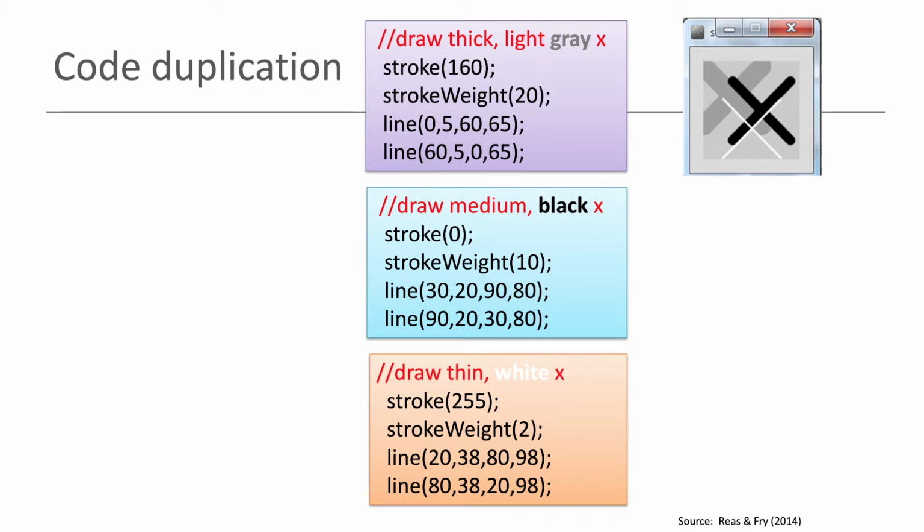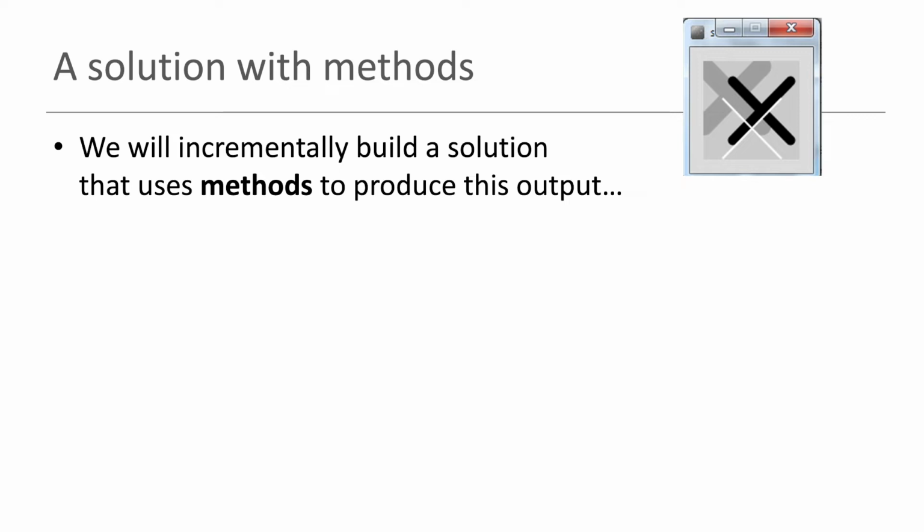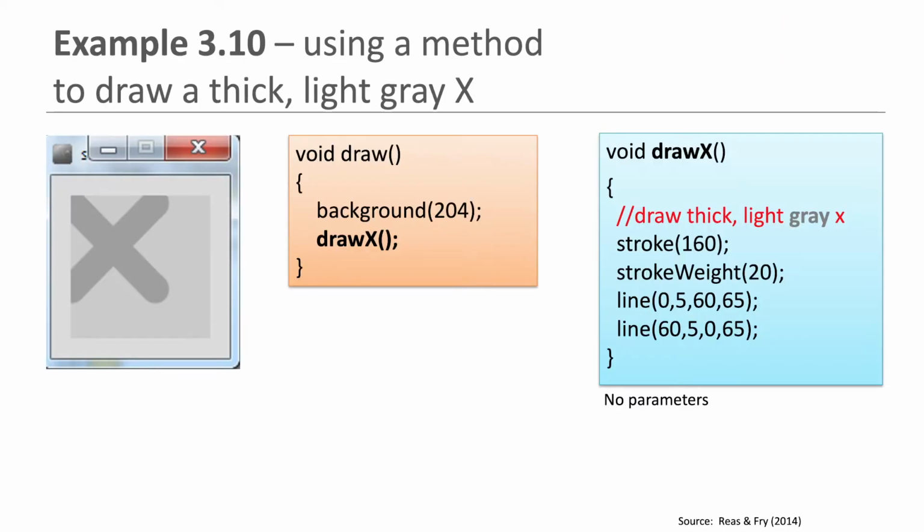And what we want to do is try simplify that. So we're going to incrementally build a solution that uses methods to produce the same output, but more efficiently. So let's start by drawing a single X. So we'll start by saying, in our draw method, instead of writing all the lines of code to implement draw, we're going to call our new method that we're going to make up ourselves. And the name of this method is drawX. And on the right-hand side, you can see how we've implemented it. So we just call this method that takes no parameters.